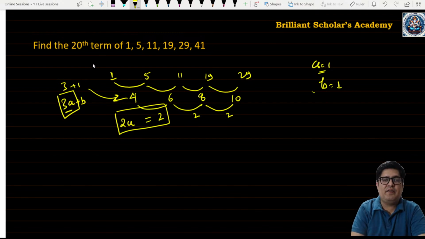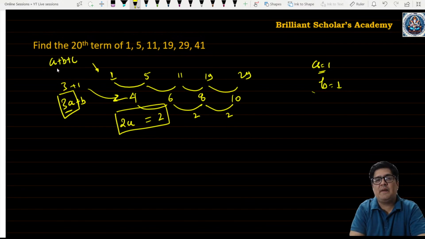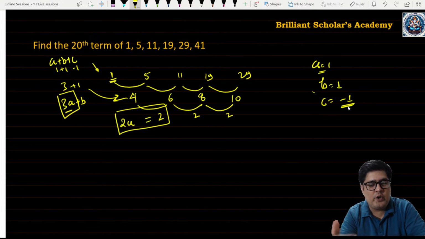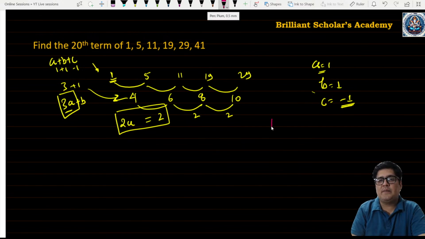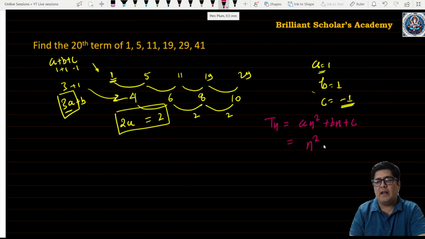Now what is the very first term? The very first term is a plus b plus c, which is basically 1 plus 1, which is 2. 2 minus 1 is equal to 1, which makes c is equal to minus 1. Make sure you observe the sign change. c is equal to -1. So the general term that you will have, Tn, will be an square plus bn plus c, which will be n square plus n minus 1.